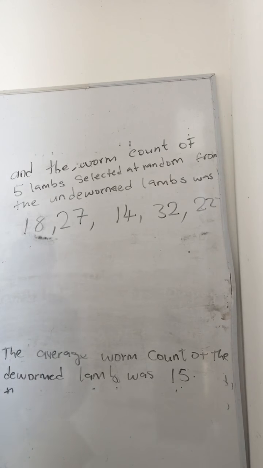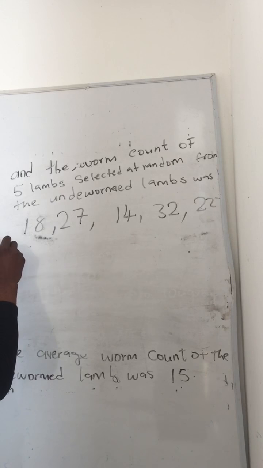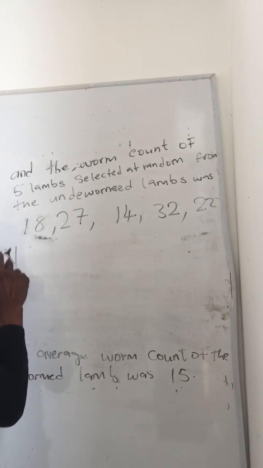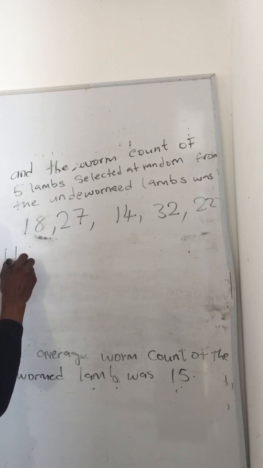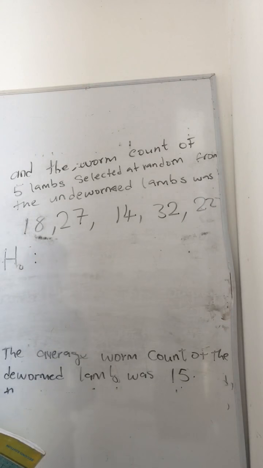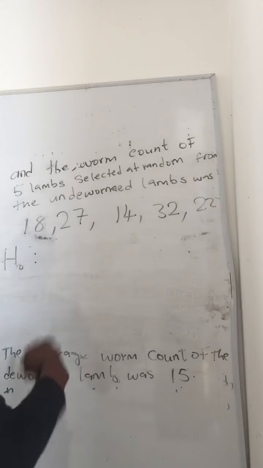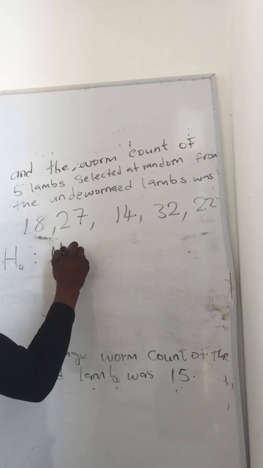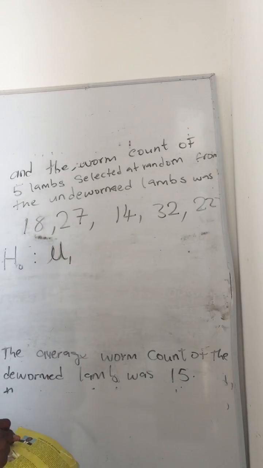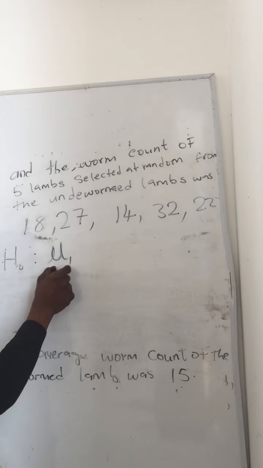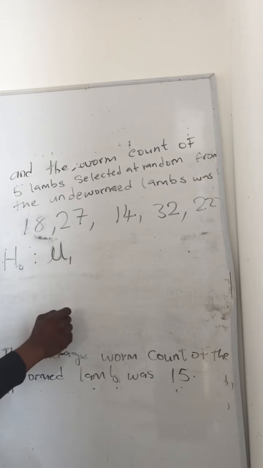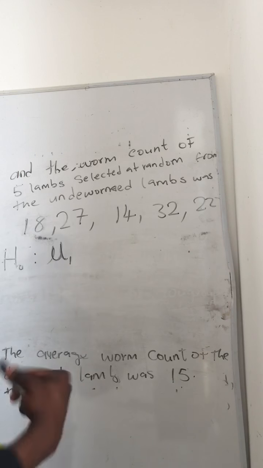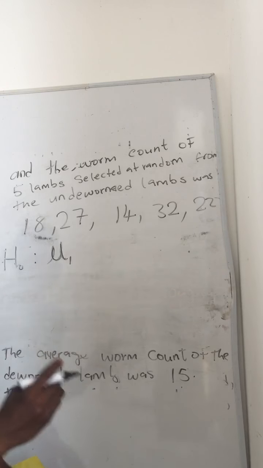We set our hypothesis, but we said the null hypothesis is the hypothesis of no difference, denoted by H0. So having H0, the hypothesis of no difference, let's use the worm count. You are looking at the mean worm count. So let's use mu 1 to represent the worm count of the undewormed lamb, and we use mu 2 to represent the worm count of the dewormed lamb.